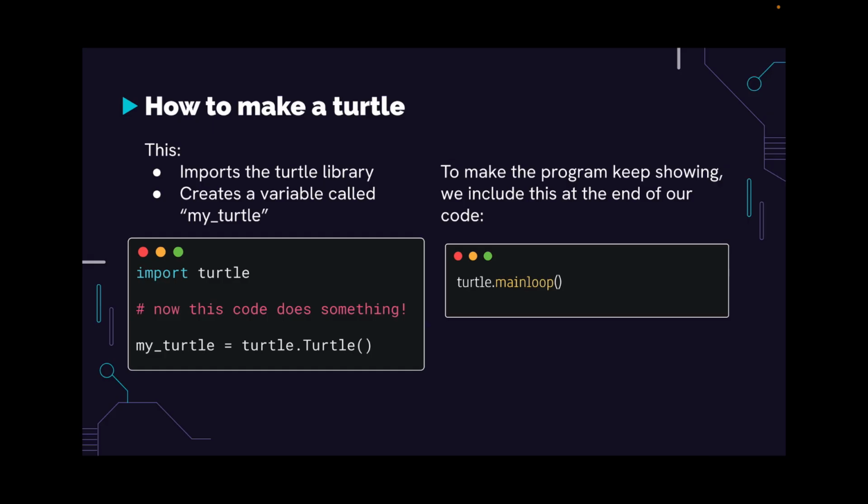And to make the program keep showing, we include turtle.mainLoop at the end of our code. By keep showing, what I mean is that your pop-up window where turtle is drawing, if you want to be able to see it all the time, you need to have turtle.mainLoop in your code. So that's the line of code that actually keeps the window visible.